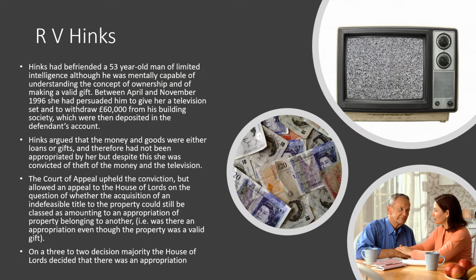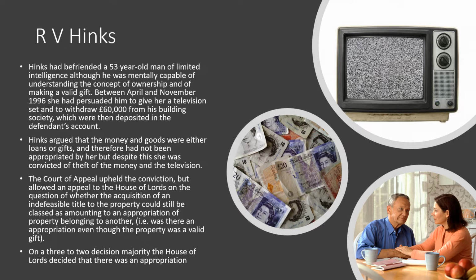In Hinks, a very complicated case, but this sort of deals with inappropriate gifts and taking advantage of a person. In this case, Hinks had befriended a 53-year-old man of limited intelligence, although he was mentally capable of understanding the concept of ownership and of making a valid gift. But between April and November in 1996, she persuaded him to give her a television set and to withdraw £60,000 from his building society, which was then deposited in the defendant's account.